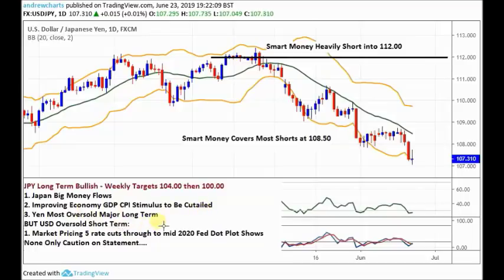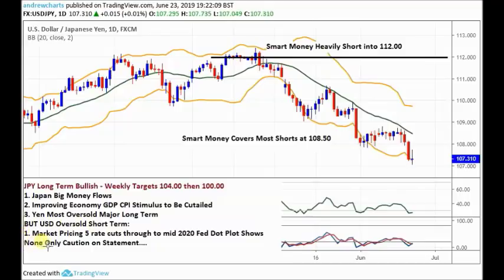It's the most oversold major currency long term. It's going to play catch up. It's done a little bit. It's got more to do. In the short term, GBP is the most oversold, but yen is still very, very oversold in historical terms. So long-term bullish of the yen, but short-term, USD looks oversold.